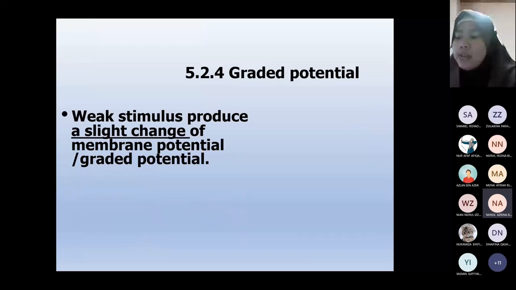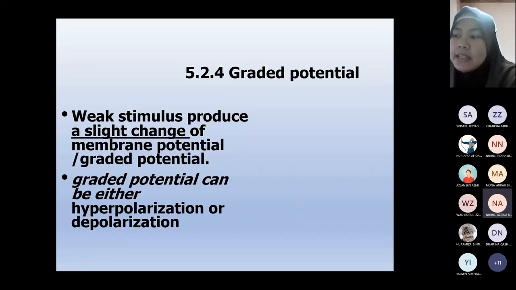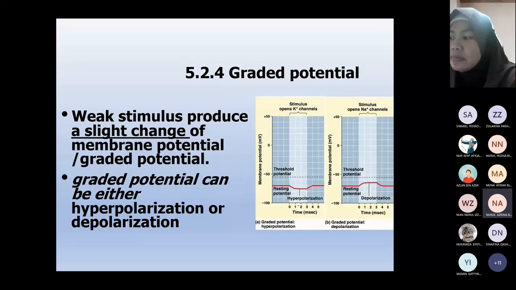All right. So next we go to graded potential. Okay, what is graded potential?